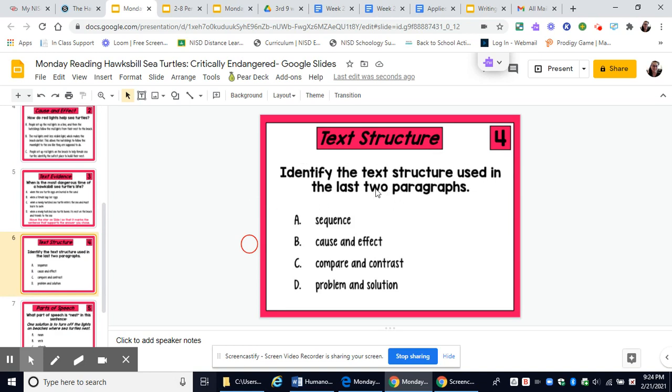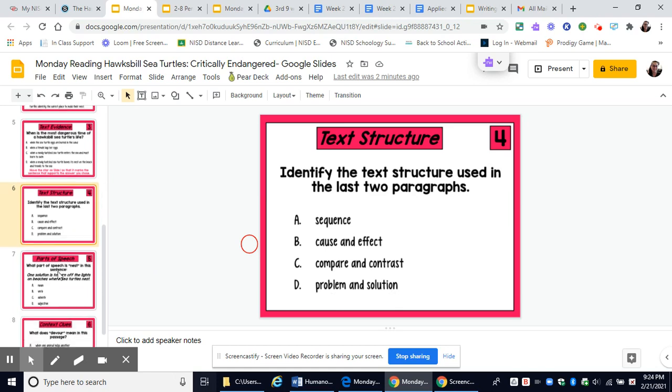Identify the text structure used in the last 2 paragraphs. Sequence, cause and effect, compare and contrast, problem solution. Did they give you something that happened in events? The last 2 paragraphs. Did they tell you this causes this? Did they compare and contrast? Or did they give you a problem and then they gave you solutions? Think about that. They gave you some solutions right at the end.